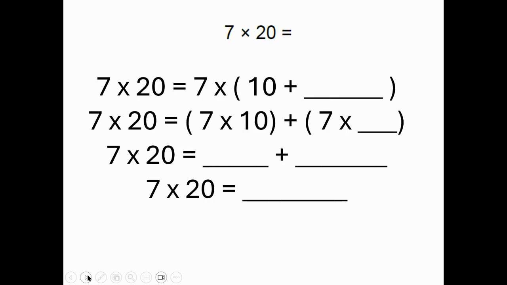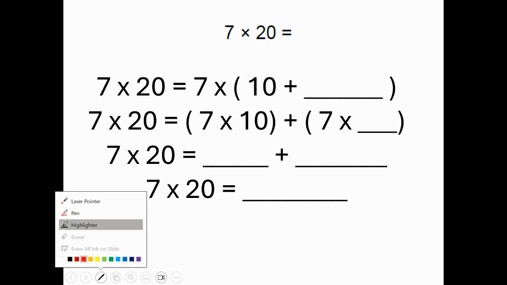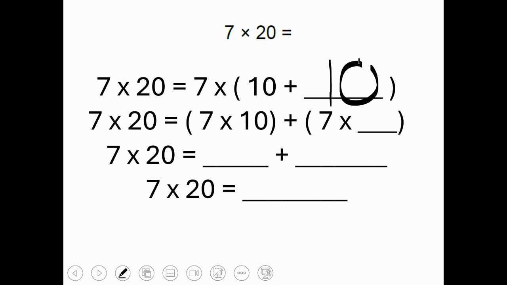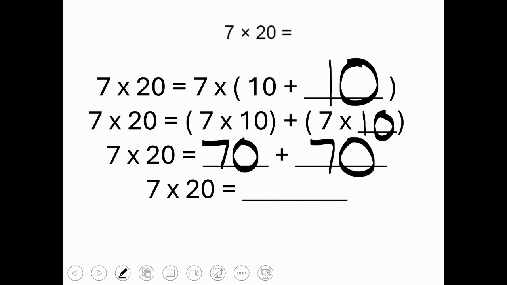All right, let's look at this one. So I have 7 times 20. So I'm going to make my 20 into a 10 and a 10, and then I'm going to say 7. So again, remember I said first step, break it apart. Second step, I'm going to multiply. So I'm going to multiply 7 times 10, which is 70, and 7 times 10, which is 70. And now I'm going to add it back together. 70 plus 70 would give me 140. So that's how it works.